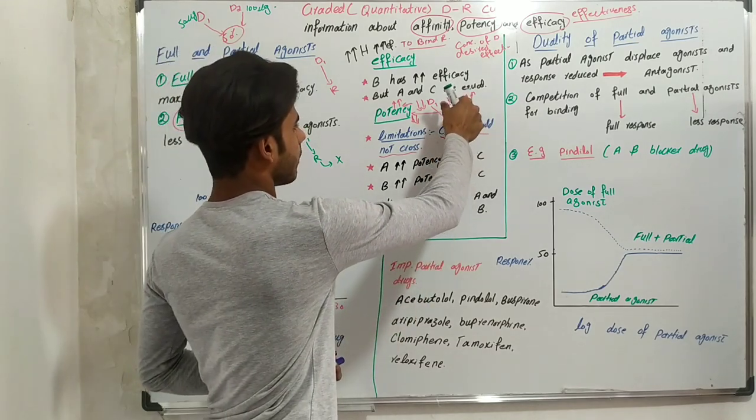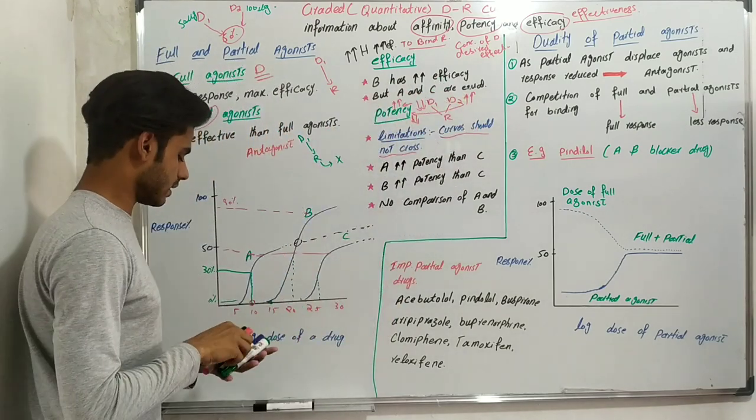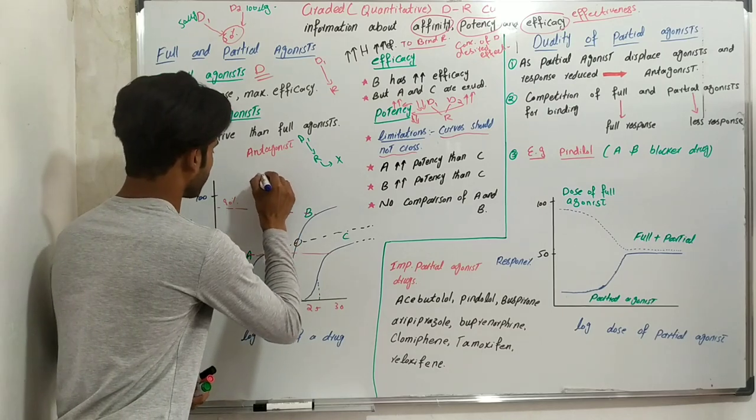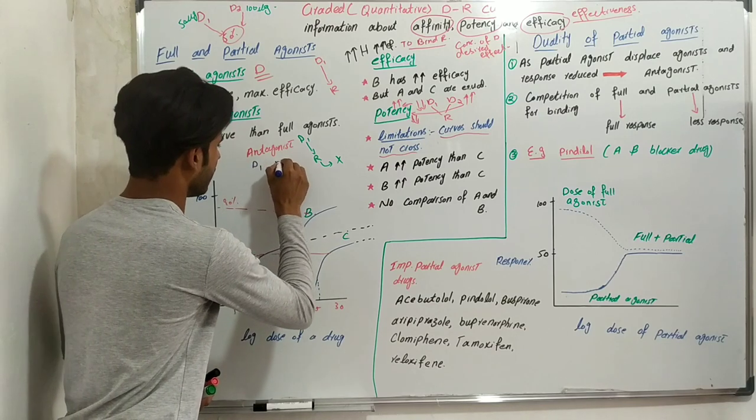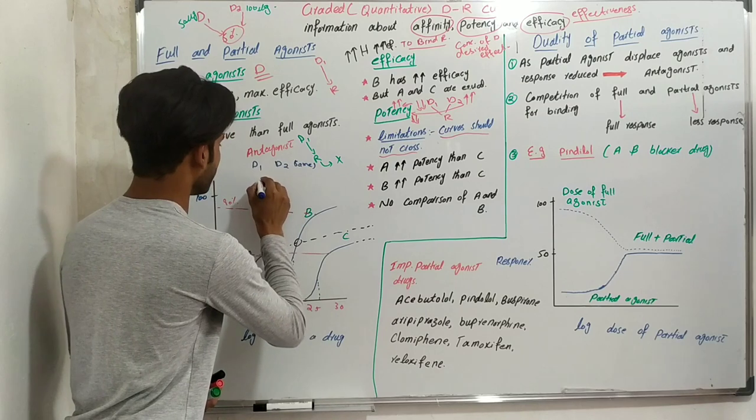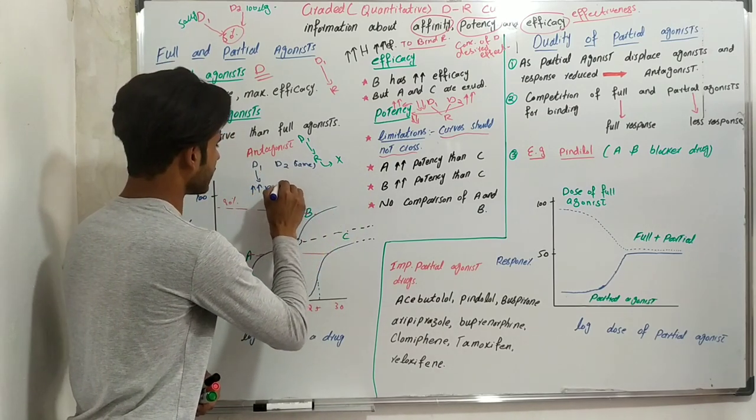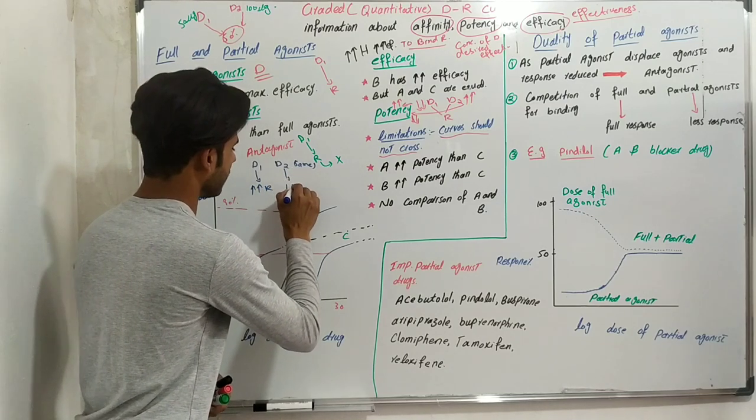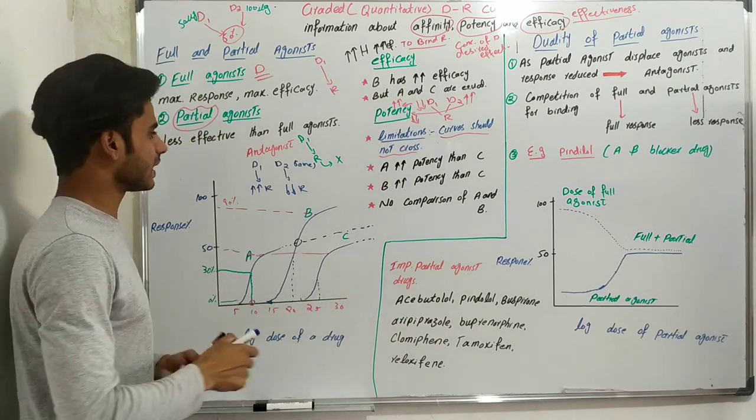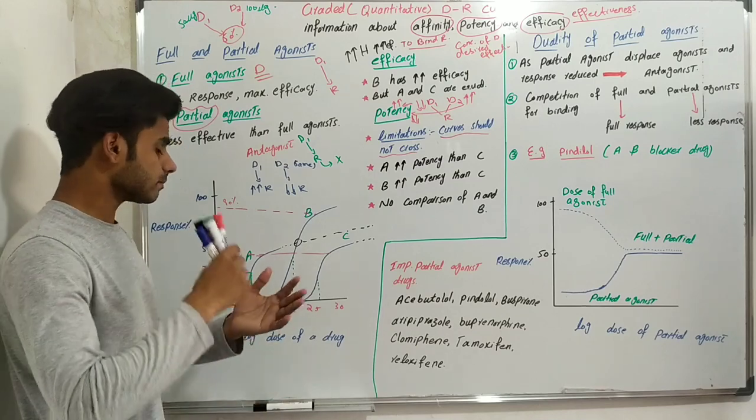In the earlier concept, we kept changing the concentration, and the response was the same. But now in this concept, please be careful. Here we keep the concentration for D1 and D2 the same, and now we will check the response. Concentration is the same. If there is maximum response, it means that drug has the maximum potency. If greater response, then greater potency.